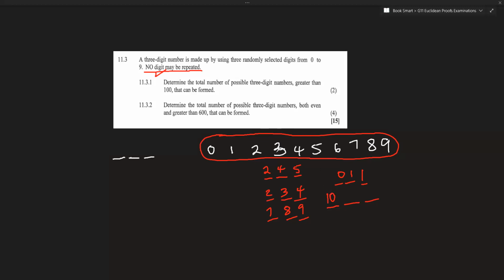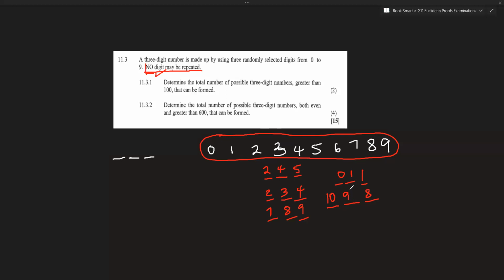But after I pick one of the numbers, the options are decreasing. Why? Because that number that has been selected cannot be selected again since the digits may not be repeated. For example, if I pick 1, I cannot pick 1 again here and there. So I have 9 options now. So 9 and then 8.